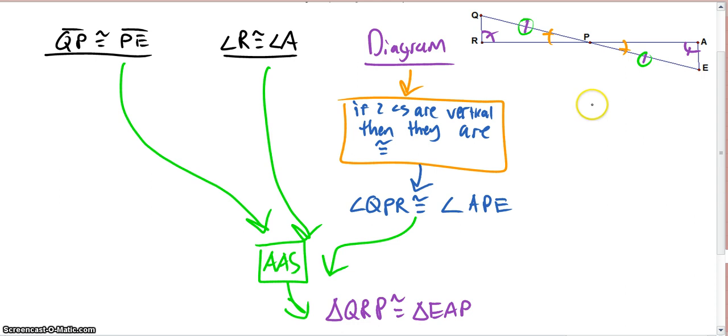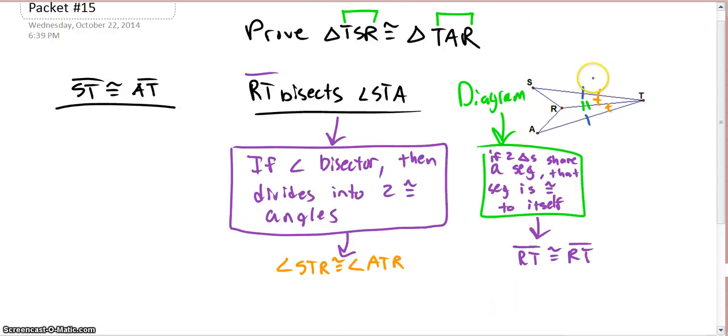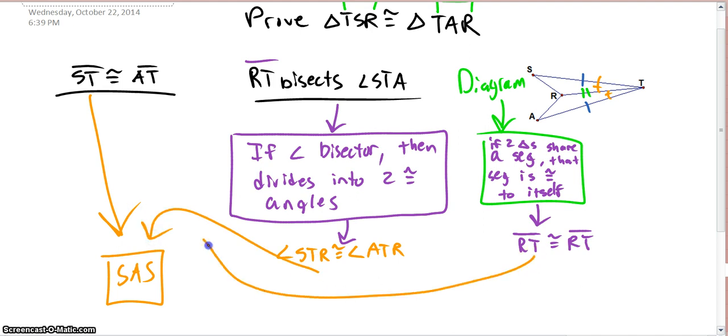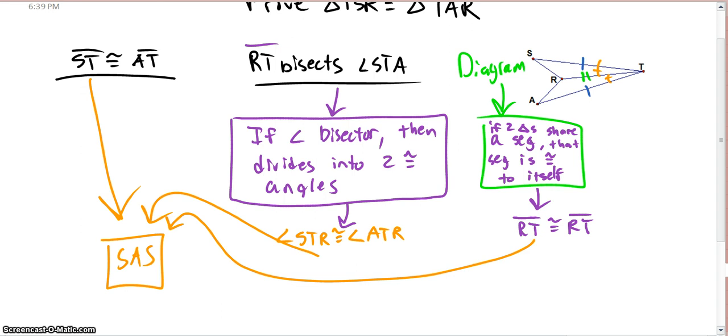Alright, so now I've got a segment, I've got an angle in between this, and another segment. So that is an SAS situation. Let's make sure that if I'm going to put SAS, that I've got a side, angle, and side going into that box. So then out of this comes our triangle congruency statement that we wanted to prove, that triangle TSR is congruent to triangle TAR.